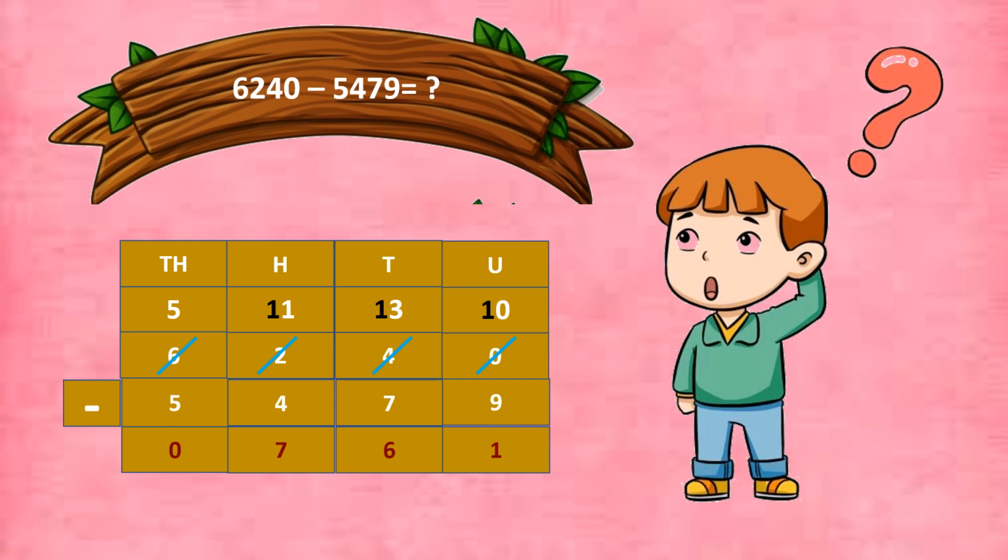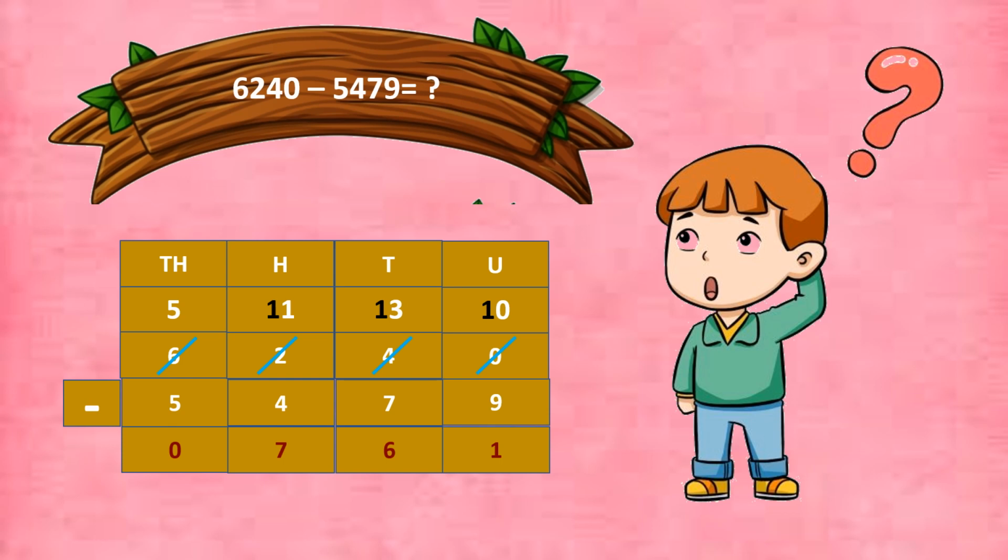In the tens place, we have 3. So we borrow 100 from the hundreds place. And now we have 13 tens. 13 tens means 130. So 13 tens minus 7 tens is possible, and our answer is 6. We move on to the hundreds place, and we have 1. Now 1 minus 4 is also not possible. So we borrow 1000 from the thousands place.